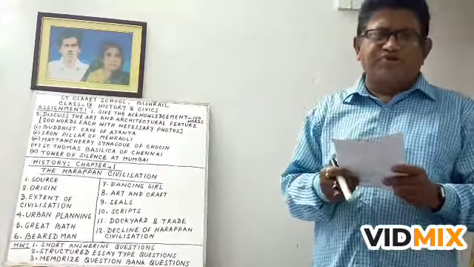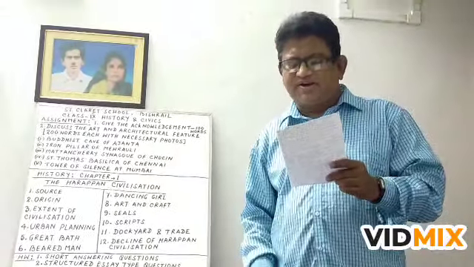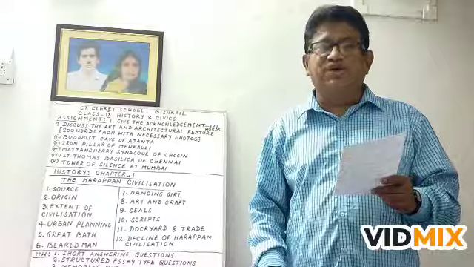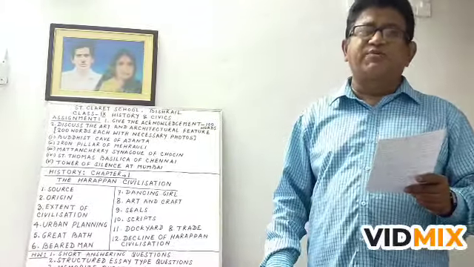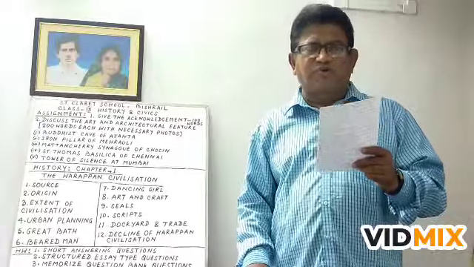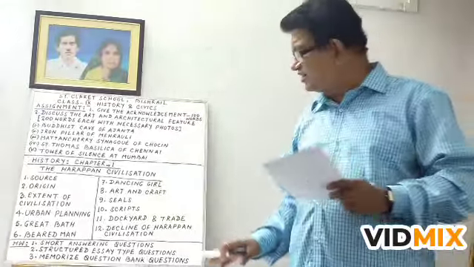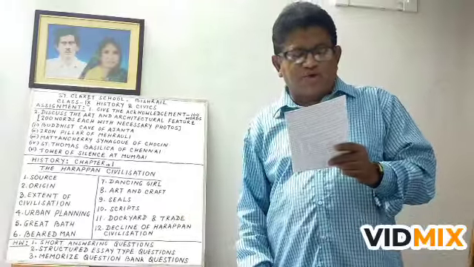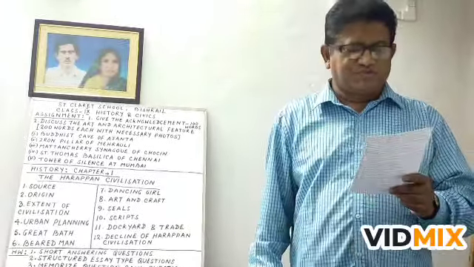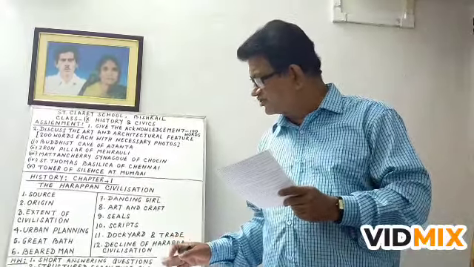Mohenjo-daro, it is called the Valley of the Dead. Lothal is now in Gujarat, and it is 130 km from Mohenjo-daro. Harappa is 160 km from Lahore. So this was the extension of Harappan civilization.